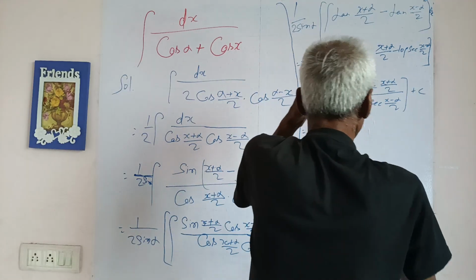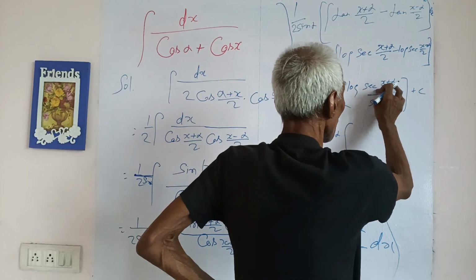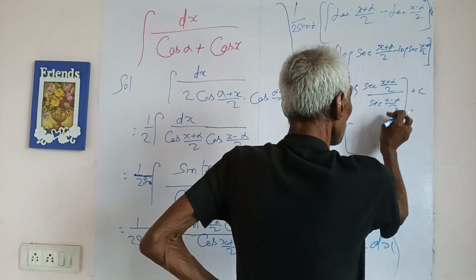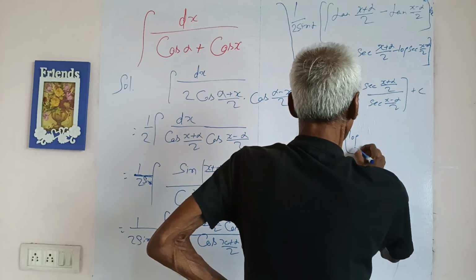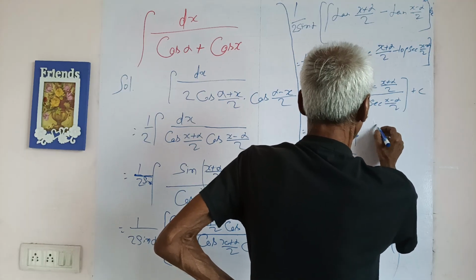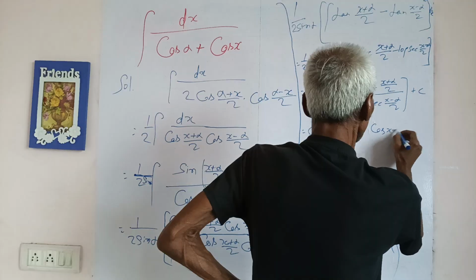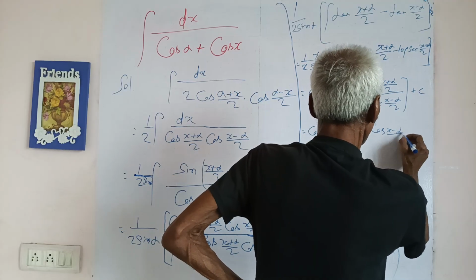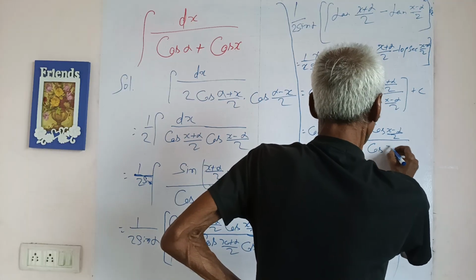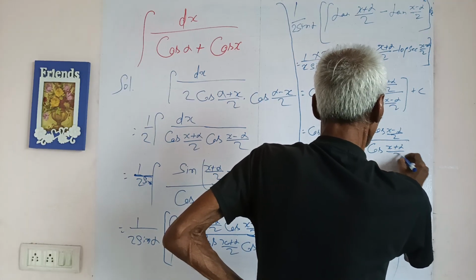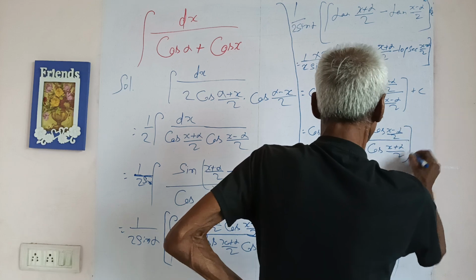and this part will be 1 by cos and 1 by cos. So this part will go up, log cos (x minus alpha by 2) by cos (x plus alpha by 2) plus c.